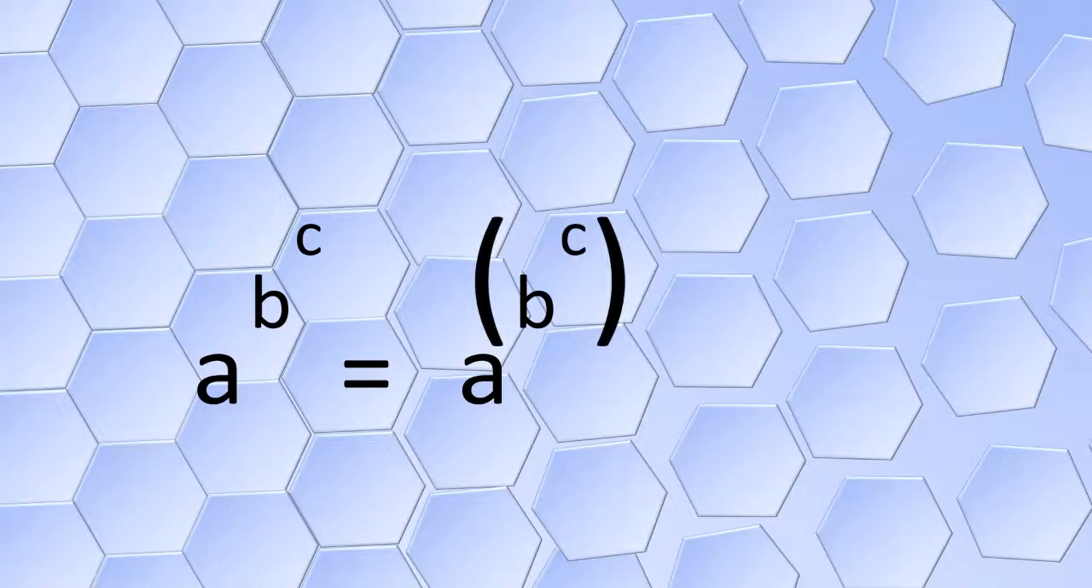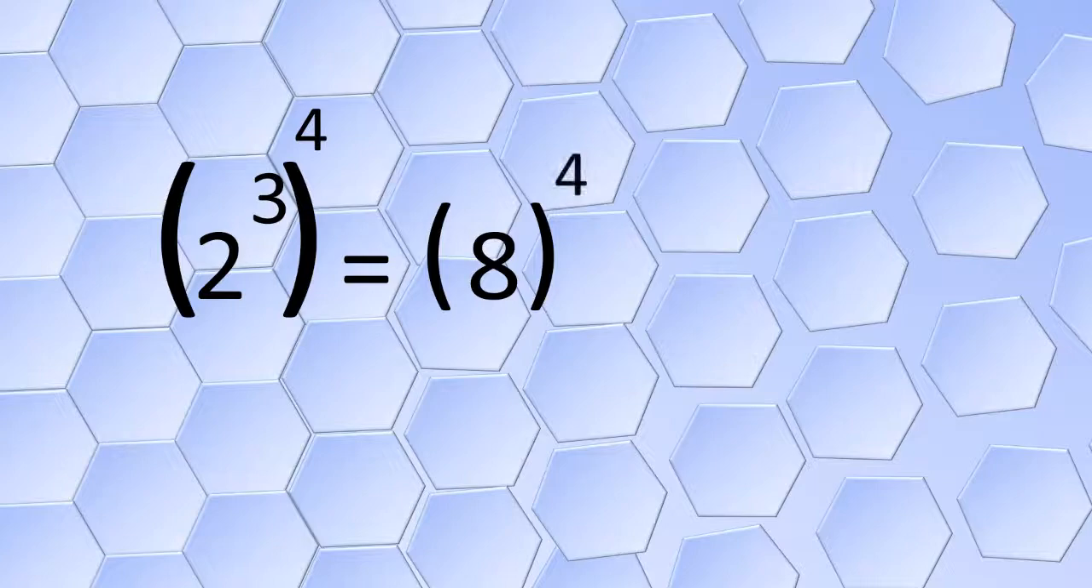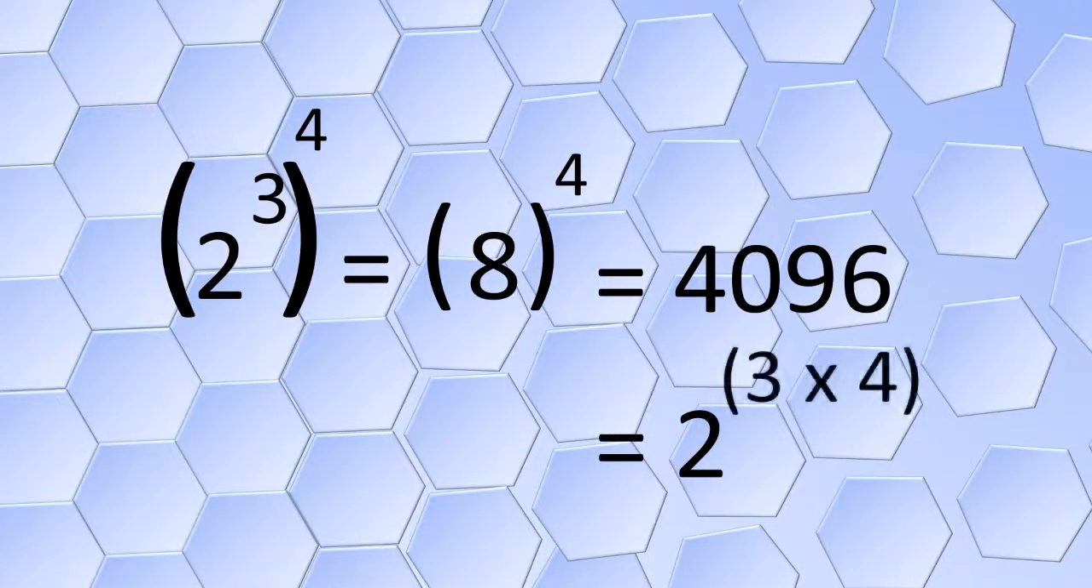That is, to calculate a to the b to the c, you first calculate b to the c, and then raise a to that exponent. To show Andrew how much bigger that might be, I started with a small, simple stack, 2 to the 3 to the 4. If you start at the bottom, 2 cubed is 8. So 2 to the 3 to the 4 would be 8 to the 4, or 4,096, which is pretty big, but the same thing as 2 to the exponent 3 times 4, which is 2 to the 12th.